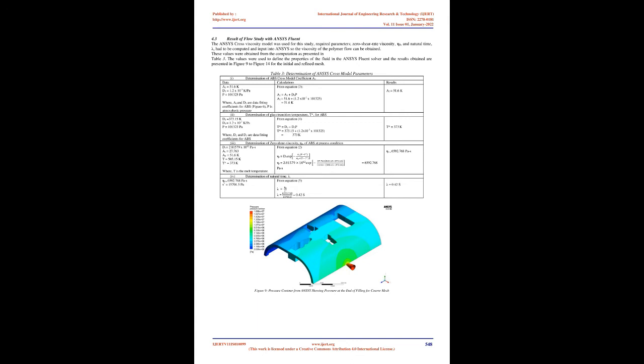The Ansys 2020 documentation [22] provides the Cross model as shown in equation 1. η = η0 / (1 + (η0 γ̇ / τ*)^(1−n)), where η equals flow viscosity, η0 equals zero shear rate viscosity.